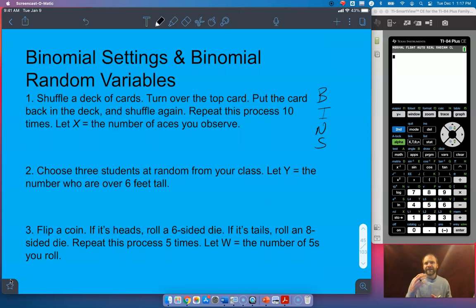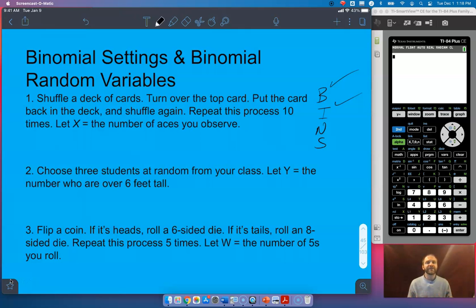Well, is it binary? X is the number of aces you observe, so I want to draw an ace or not an ace. That is binary. Is it independent? If you read this prompt carefully, you would see I replace the card each time and shuffle again, so it is independent. I should be writing these down, but they're on the next slide. You should be writing these down as you're doing them.